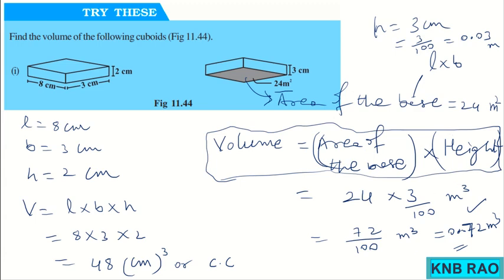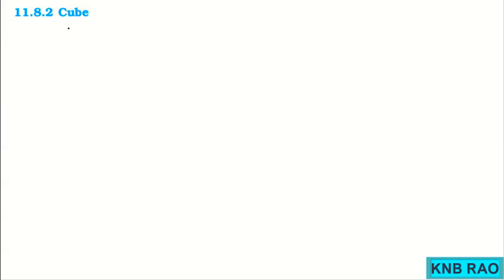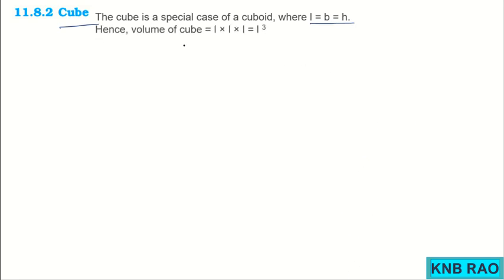Now, moving on to another important shape, the cube. How to find the volume of a cube? You know, a cube is nothing but a cuboid where L, B, H are of the same length, or L equals B equals H. That means when I know the volume of a cuboid, I can find the volume of a cube also. How? Volume of a cuboid is L into B into H. Instead of B and H, I substitute L into L into L. So, it is L cube.